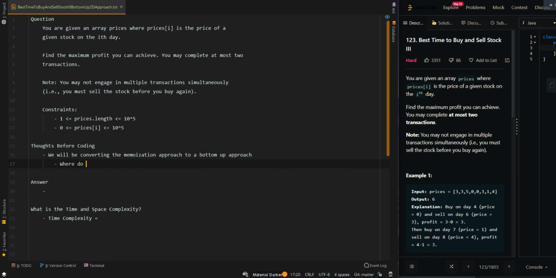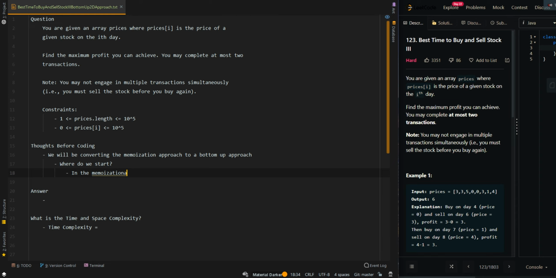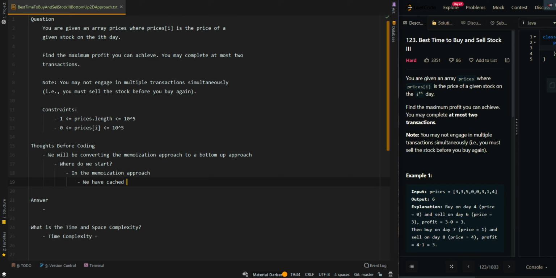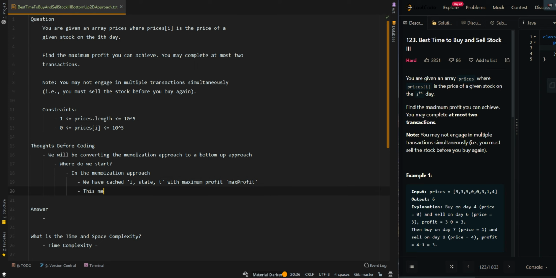Now, where do we start? In the memoization approach, we have cached i, state, and the number of transactions, t, with maximum profit. This means we can create a 2D matrix or a 3D matrix with max profit for all combinations of i, state, and t.